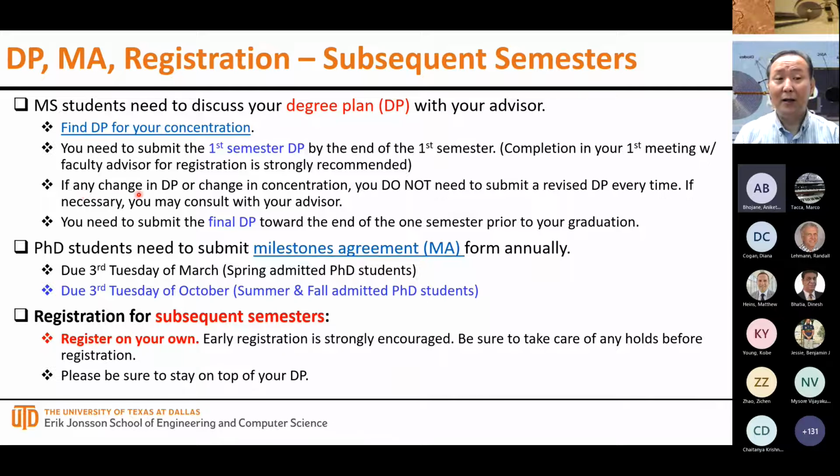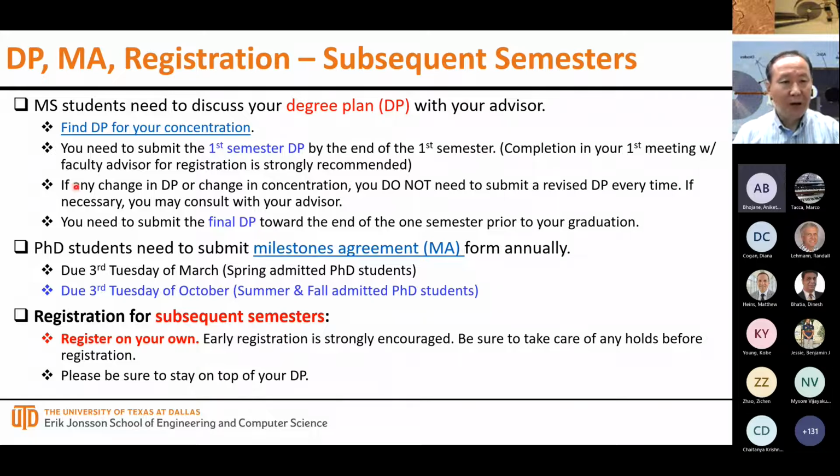If you change your mind during your study, after listing all these courses in your degree plan, you do not need to submit a revised degree plan every time you change your mind, okay? If necessary, you may consult with your advisor, but you are not required to turn in a revised degree plan every time you change a course. What is absolutely needed is the final degree plan. The final degree plan must be submitted before the end of one semester prior to your graduation. This is kind of the final gate check before your graduation.